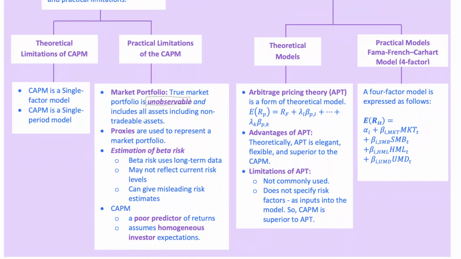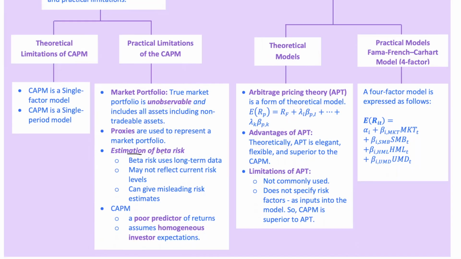It would have to include everything: stocks, bonds, real estate, human capital, art, gold, even your grandma's antique watch. So in practice, we use a proxy, like the S&P 500. But different analysts use different proxies, and that means different results, which technically violates CAPM's clean universal logic.